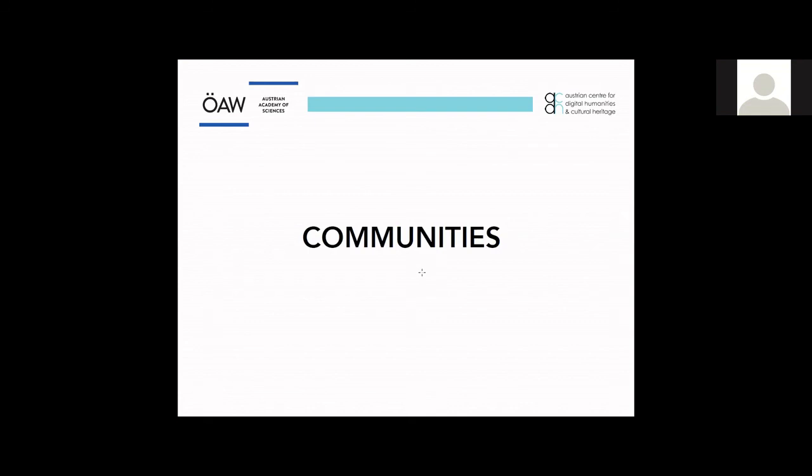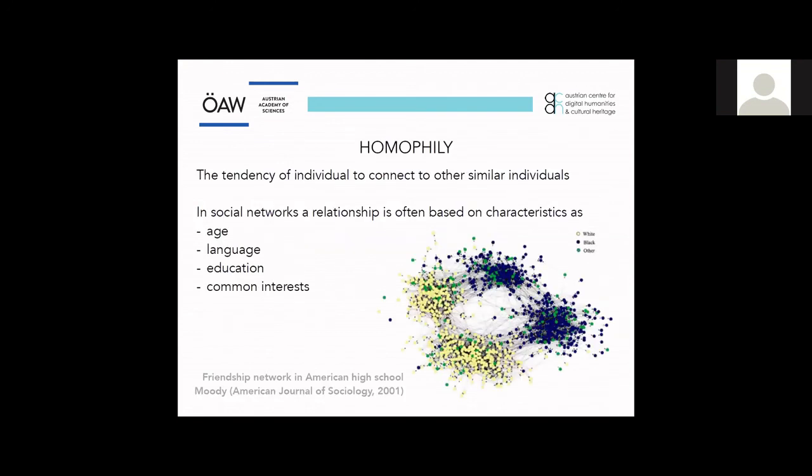And finally, another very important issue regarding networks is communities. The main concept behind this is homophily, that is the tendency of individuals to connect to other similar individuals. So we know that in social networks, relationships are based on similar characteristics such as age, language, education, and so on. And here, for example, is a social network of friendship in an American high school.